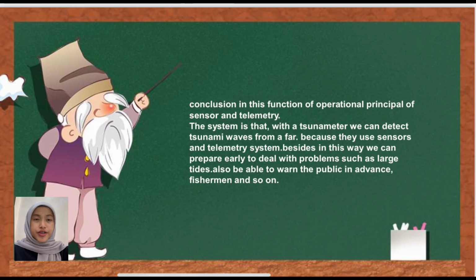Conclusion, in this function of operational principle of sensor and telemetry, the system is known as a tsunamimeter. We can detect tsunami waves from afar because they use a sensor and telemetry system. Besides, in this way, we can prepare early to deal with problems such as large tides. Also, we are able to warn the public in advance, fishermen and so on.